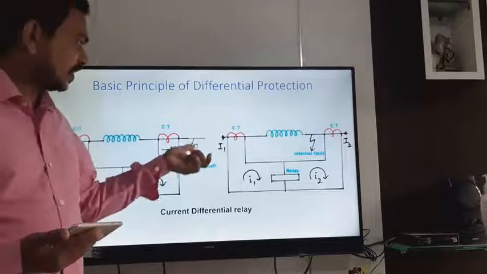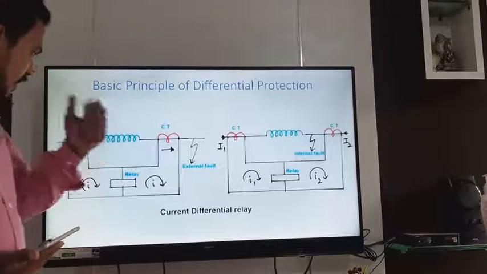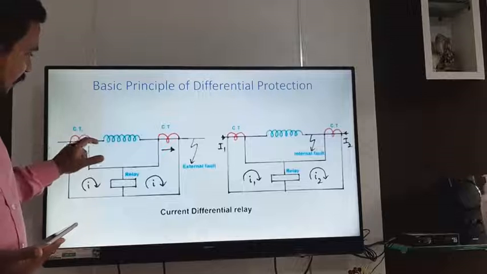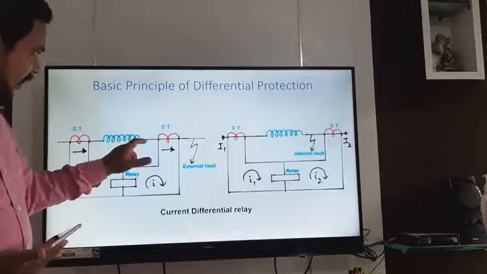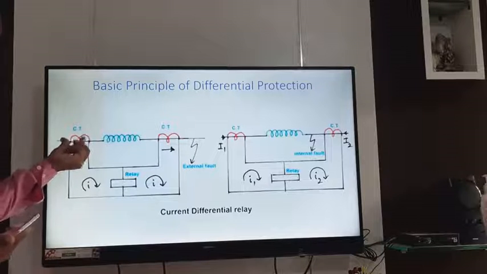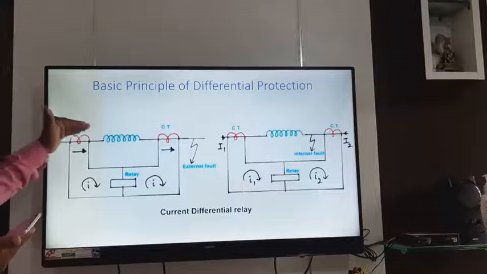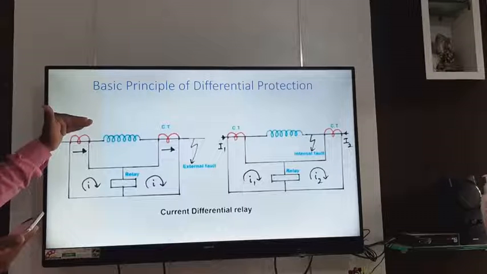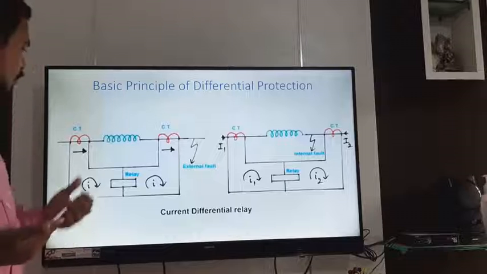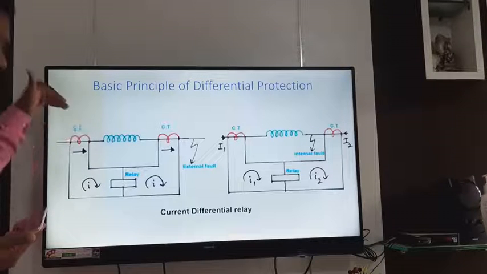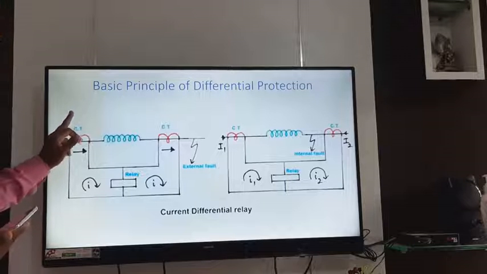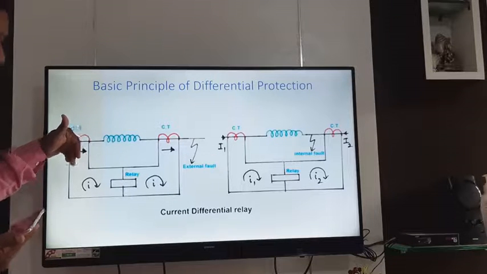Now the basic principle when an external fault occurs. This one is the primary and this one is the secondary. When the primary current changes, the secondary current of the current transformer also changes. The function of the current transformer is to sense or measure the current. So it senses the primary current, and the secondary current flows according to it. If we change the primary current of the current transformer, the secondary current will also change.